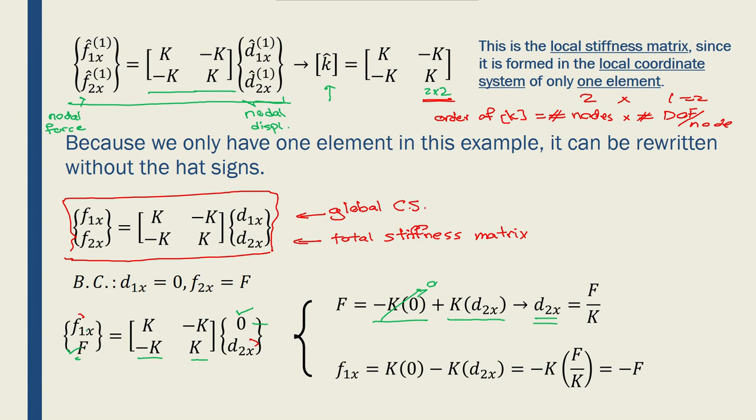Now f1x, which is another thing that we don't know, is going to be equal to k times 0 minus k times d2x. So f1x is equal to k times 0, which is again equal to 0, minus k times d2x, which means minus k times f over k, which is equal to minus f, as we expected. So the force at the fixed end of the spring, or the reaction force, would be equal to the external force, but in the opposite direction.